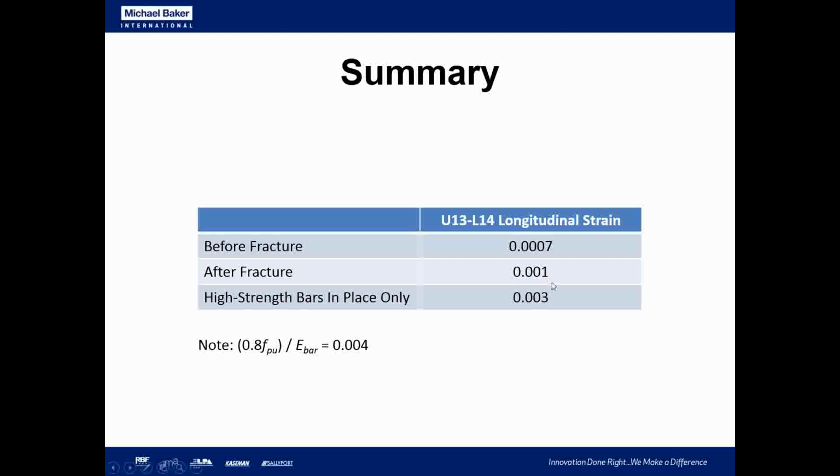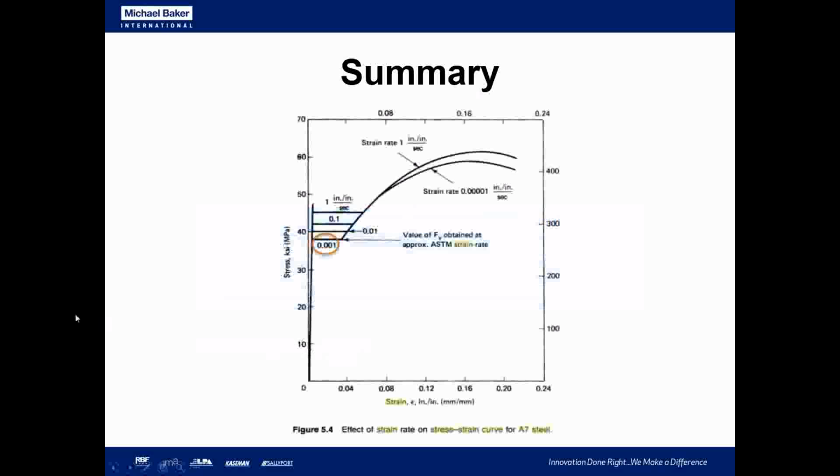If the bars were in place only, we'd be at a longitudinal strain of 0.003, which is close to the sort of maximum strain you'd want to get out of those bars. But if you look at a stress strain curve for A7 steel, the plastic behavior begins at a strain for the A7 steel that these bars are in parallel with, the strain of 0.001. This is a linear scale, so if we're at 0.002, 0.003, we're just really near the beginning of the plastic range of the existing steel.